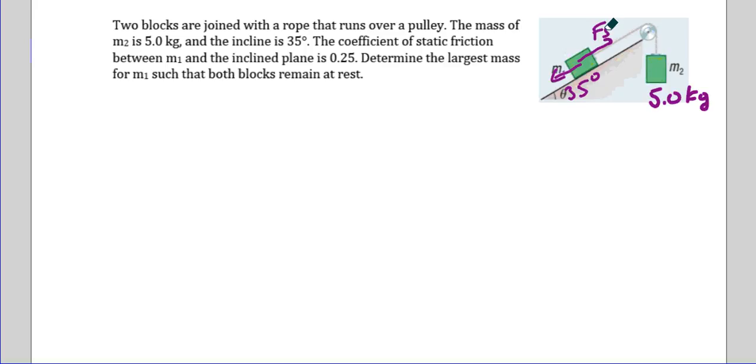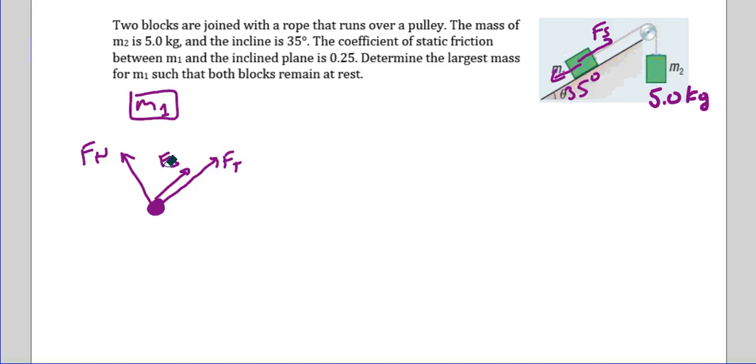So first thing we have to do is create a free body diagram. We're going to do it for both masses, and go from there. So mass 1, the free body diagram starts something like this. We have normal force. We have a tension force from the rope. We also have static friction going in that direction, and we have our FG.